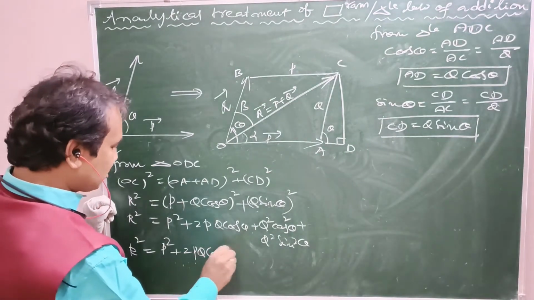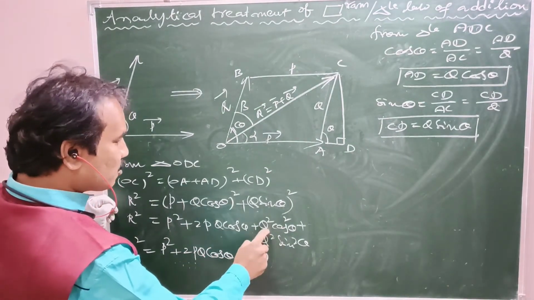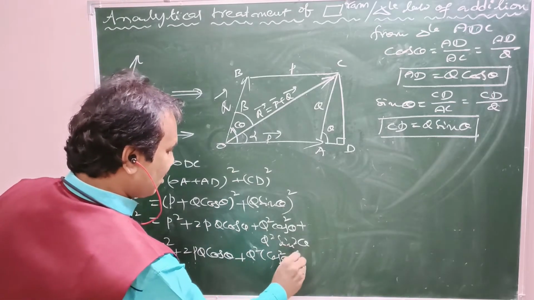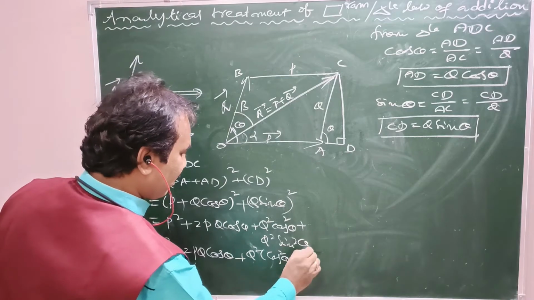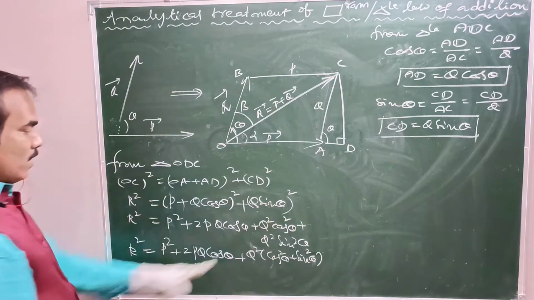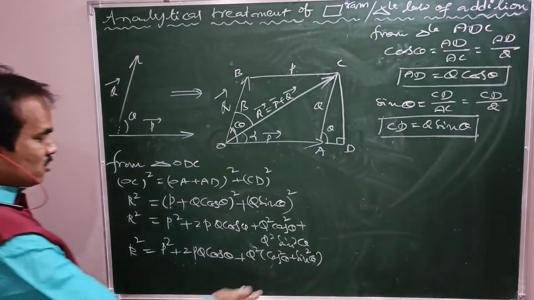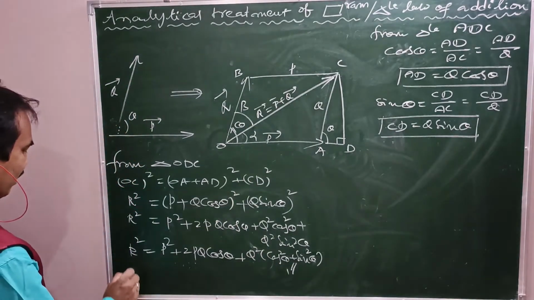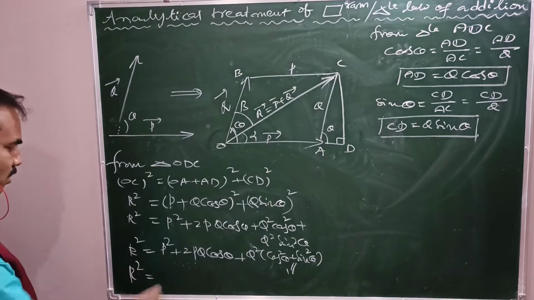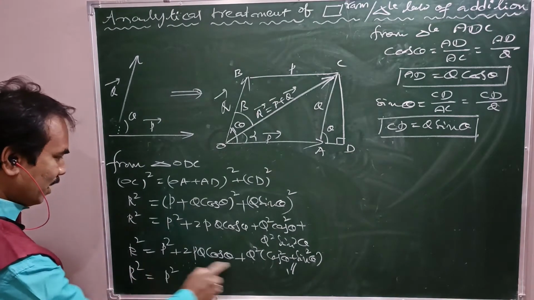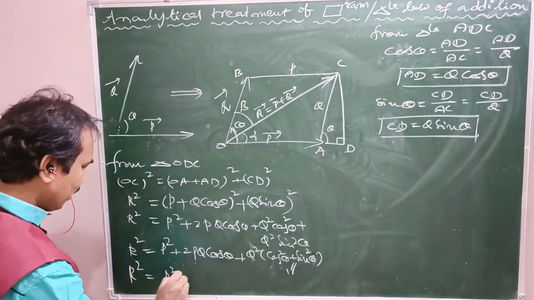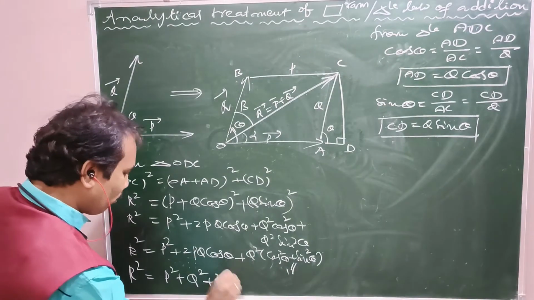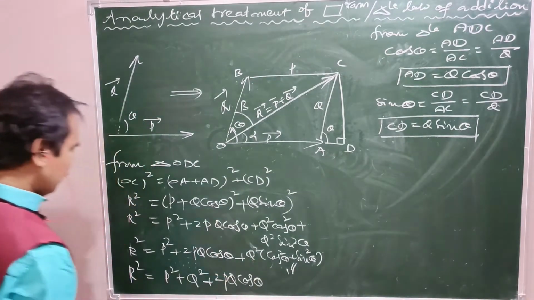So therefore R square equal to P square plus 2PQ cos theta plus, here Q square is common, Q square of cos square theta plus sin square theta. Cos square theta plus sin square theta equal to 1. Therefore R square equal to P square plus Q square into 1, means Q square. P square plus Q square plus 2PQ cos theta. This is what R square.